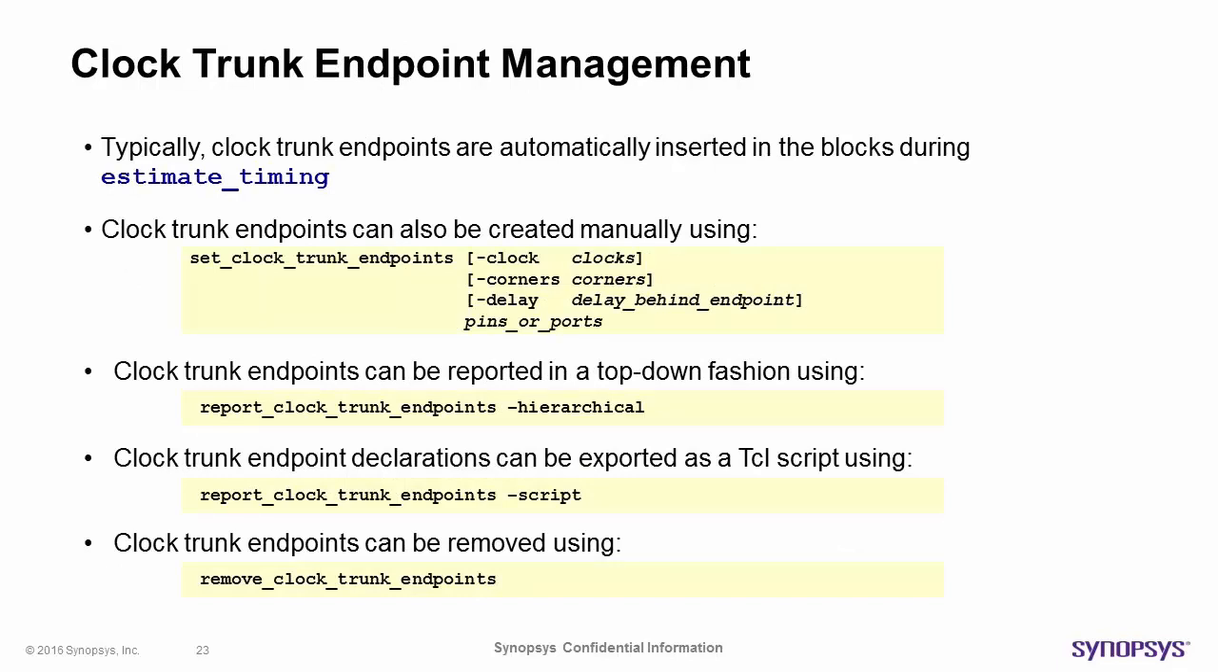Typically, clock trunk endpoints are automatically inserted in the block during estimate timing. Clock trunk endpoint can also be created manually using the set clock trunk endpoints command. Clock trunk endpoint can be reported in a top-down fashion using report clock trunk endpoints with the -hierarchical option. Clock trunk endpoint declaration can be exported as a Tcl script using the report clock trunk endpoint script option. Clock trunk endpoint can be removed using the remove clock trunk endpoints command.